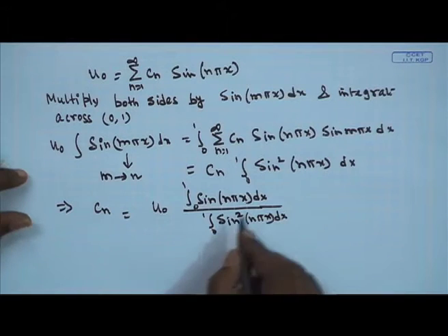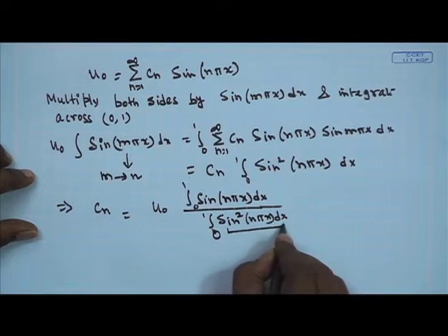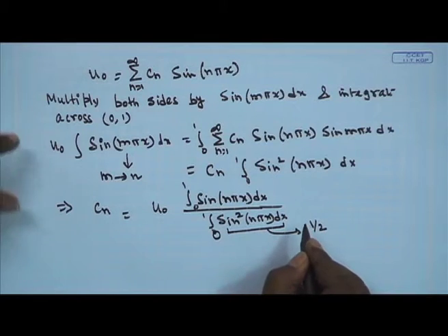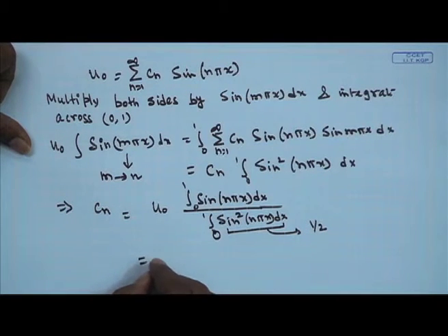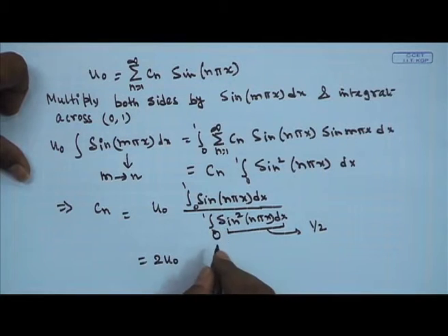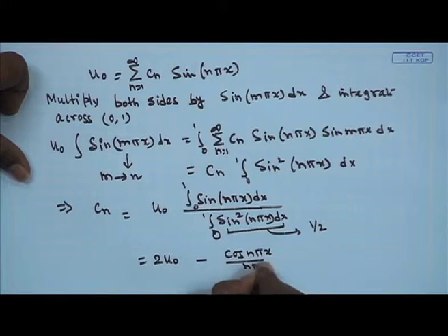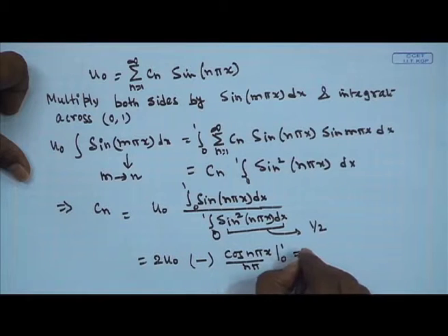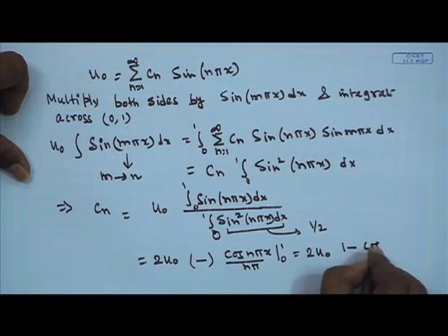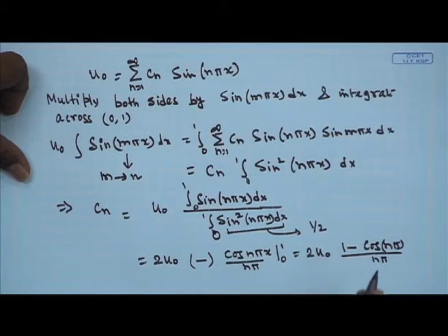And it's very trivial to show that this value is half. So, this will be always half. So, it will be having 2 u naught and sin n pi x integrated, giving minus cosine n pi x divided by n pi, then you put the values 0 to 1. So, this will be 2 u naught times cosine n pi minus cos 0, which is 1. So, it becomes 1 minus cosine n pi divided by n pi. So, that is the value of Cn.